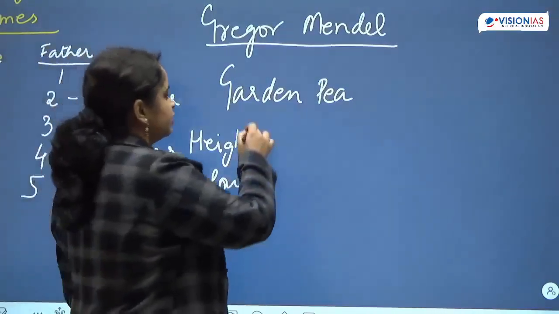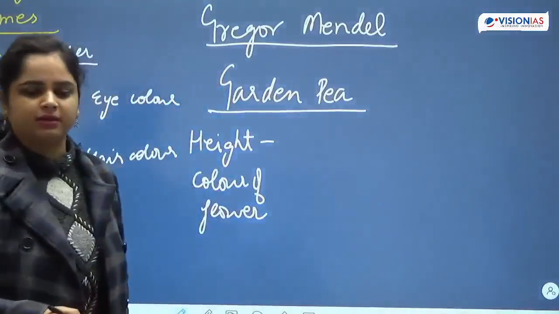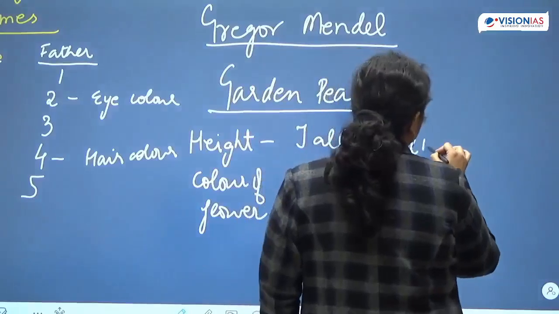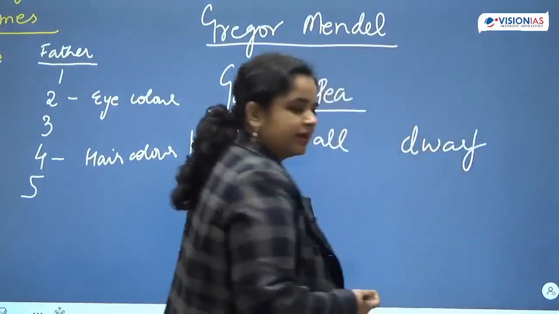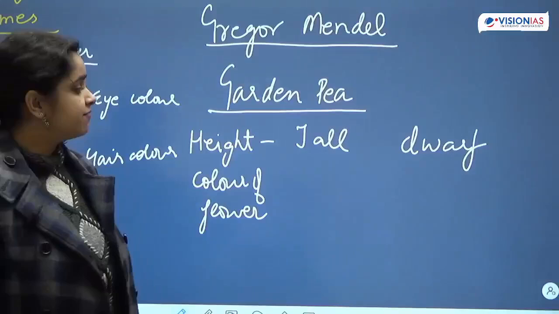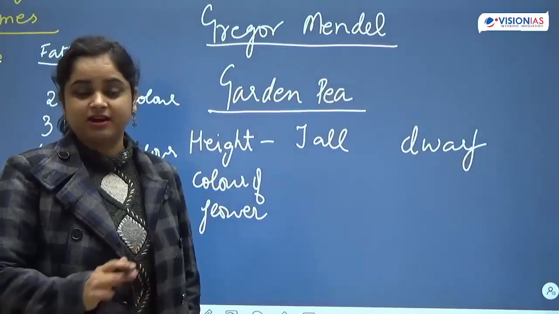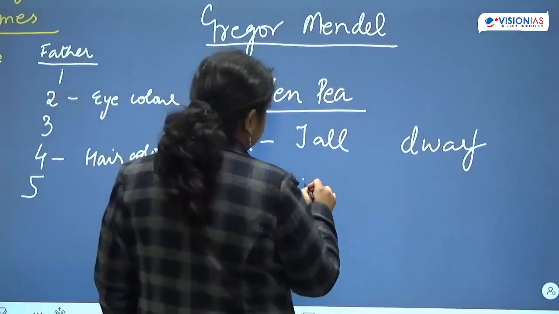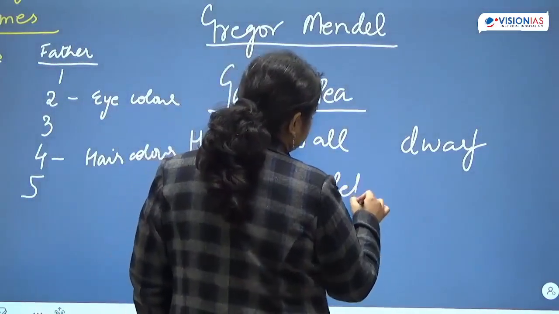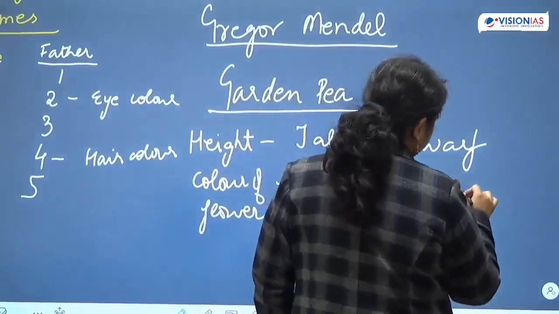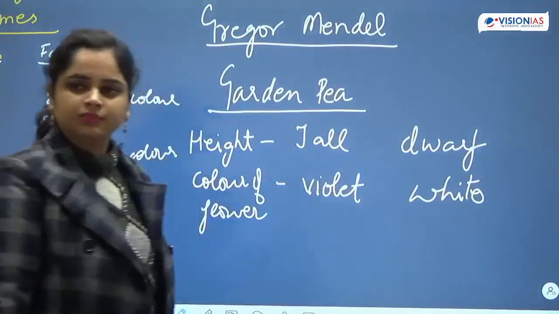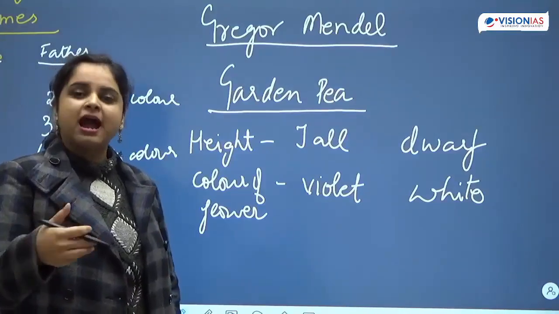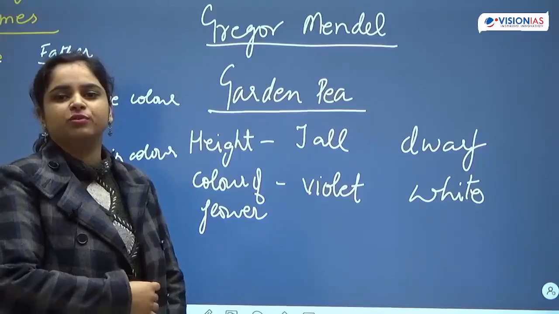If he looked at the height of the garden pea plants, he found that there is one plant which is tall, and another which is dwarf. He did not find intermediate varieties. He found two extreme contrasting traits. This really helped in his experiment. If he studied the color of the flower, he found that the flower was either violet or white. He started breeding these flowers over subsequent generations and seeing what result is produced.